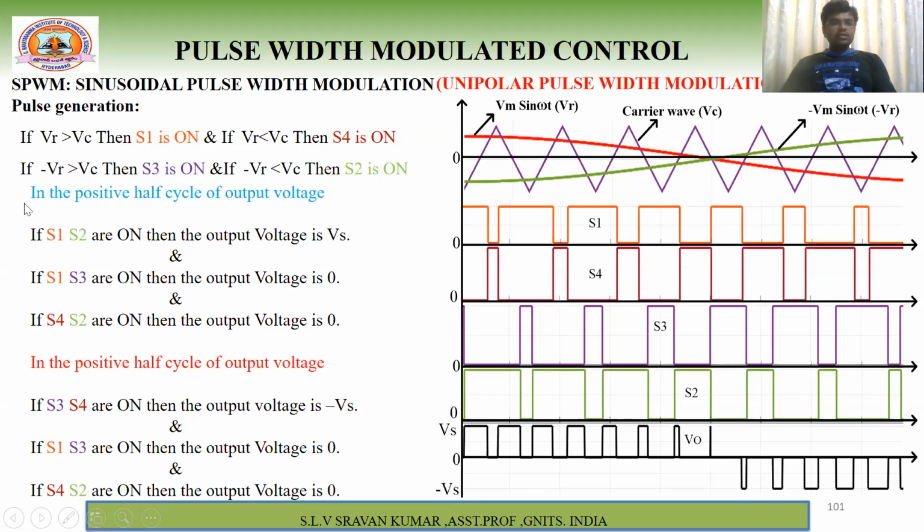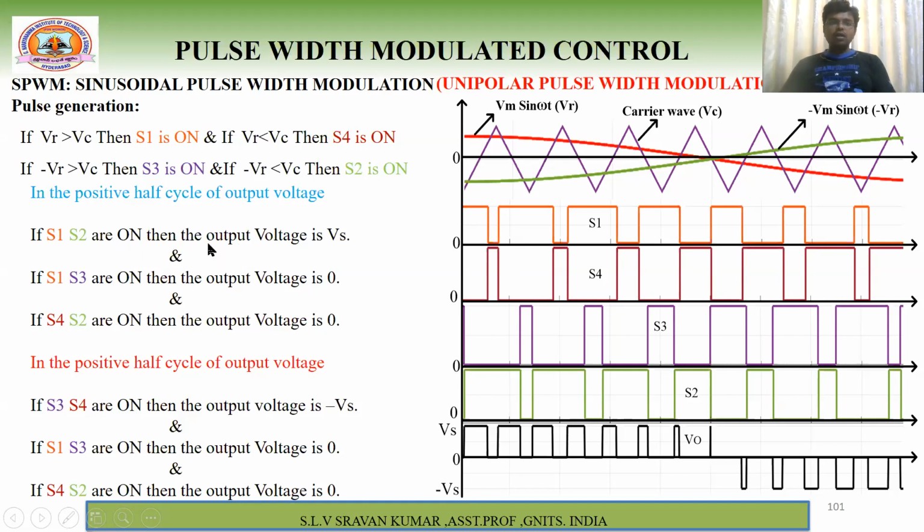Next, here 3 modes of operation will be there. If you consider the positive half cycle, and the negative half cycle also, 3 modes of operation. If S1 and S2 are on, the output voltage is Vs. If S1 and S3 are on, the output voltage is 0; we will discuss this one, don't worry about it. In a similar fashion, if S4 and S2 are on, the output voltage is 0. Now we'll discuss these two along with this one.